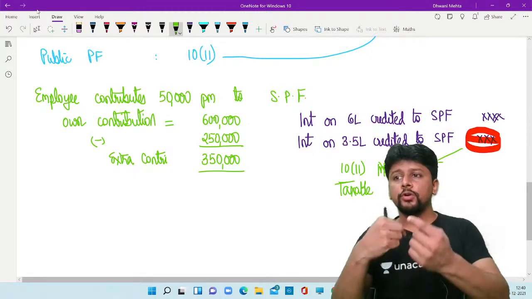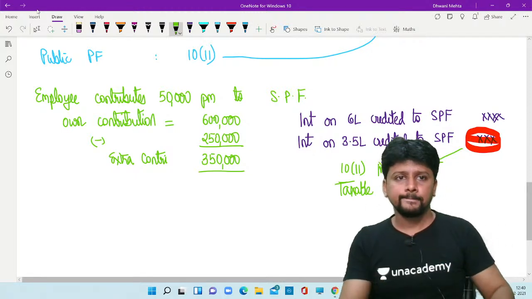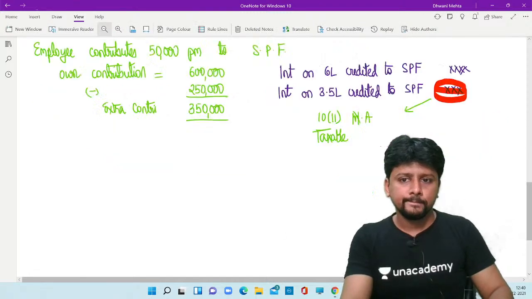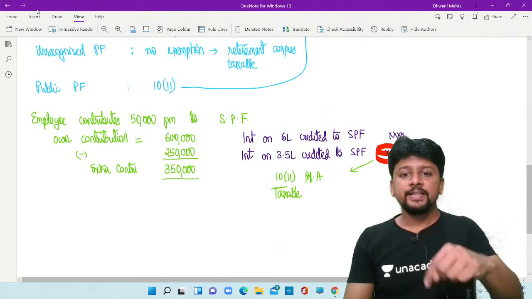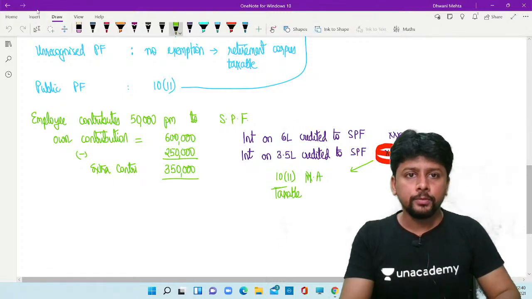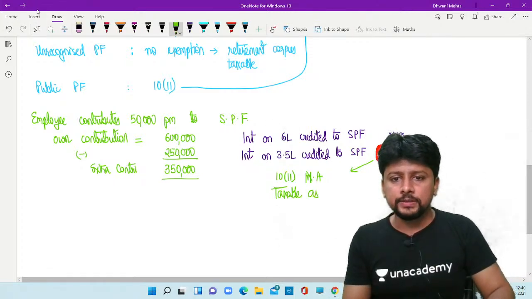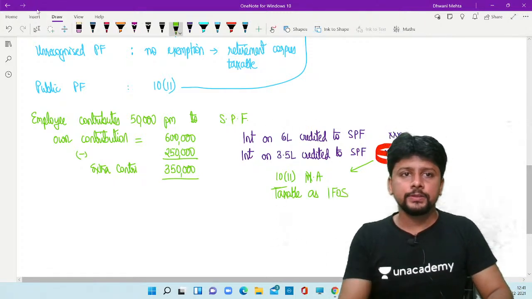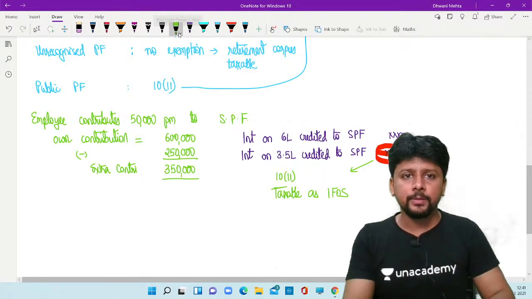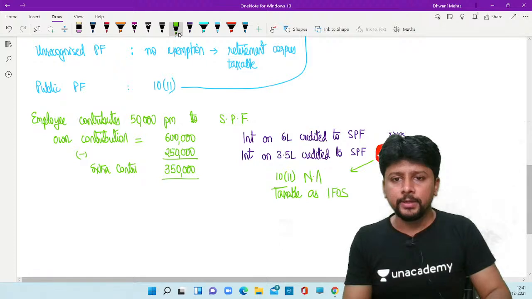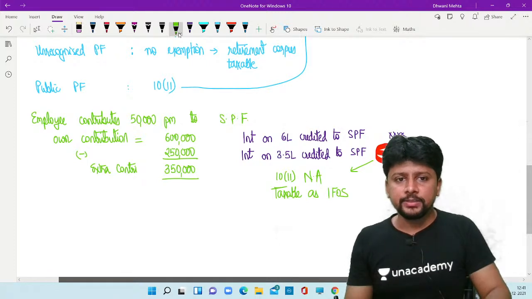Now it is interest on your own contribution. So you are going to pay tax on this under the head income from other sources. Your own contribution is the principal amount. No exemption is available. It means this interest will be taxable for you.